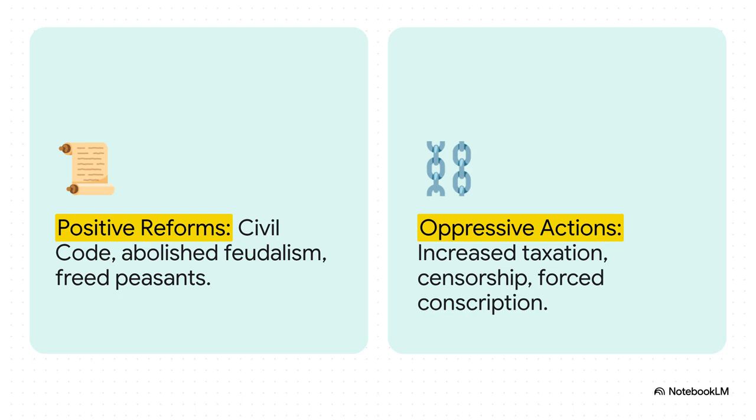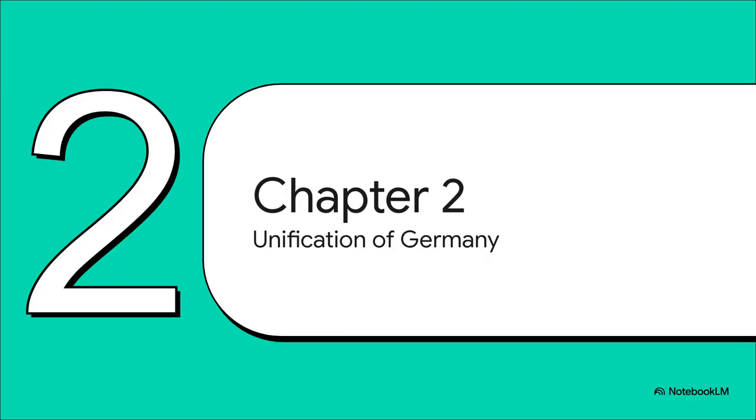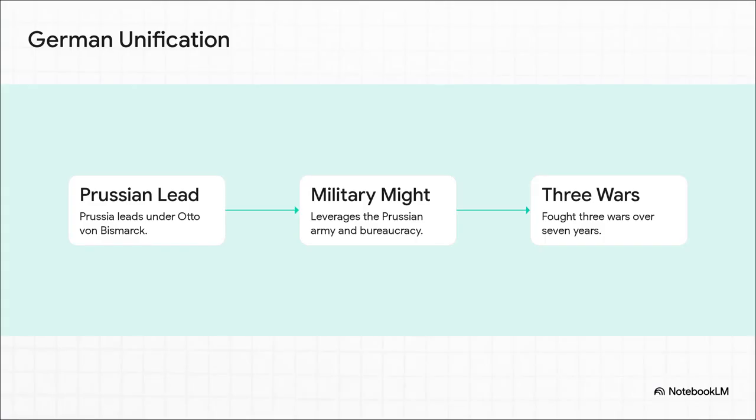Chapter 2: The Unification of Germany. So, back in the mid-19th century, Germany as we know it didn't even exist. It was just this fragmented, kind of messy collection of various kingdoms ruled by monarchs. After some early democratic attempts by the educated middle class totally failed around 1848, a highly calculated strategic process to unite them was launched, led by Prussia.